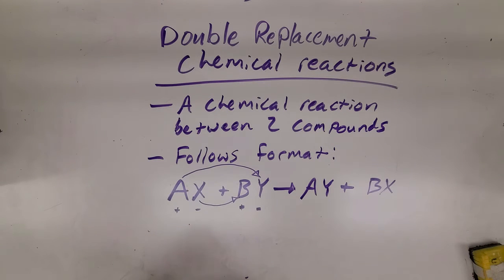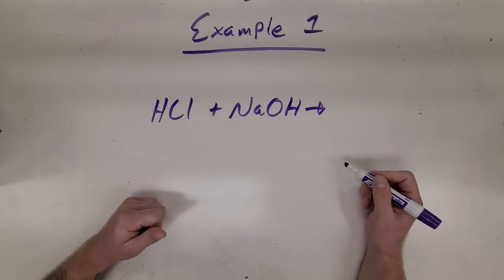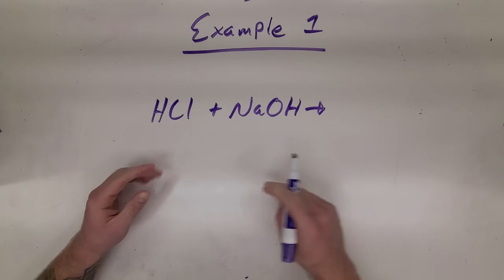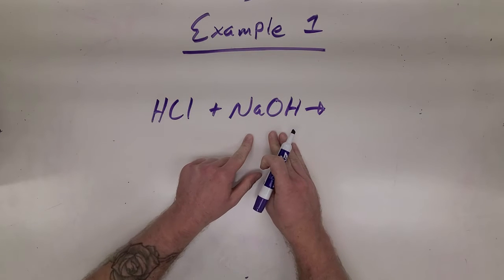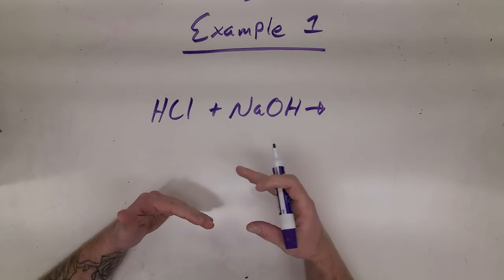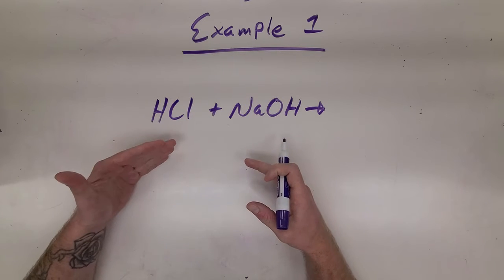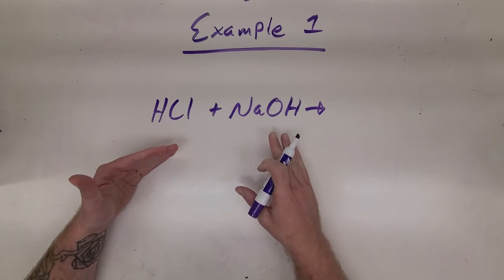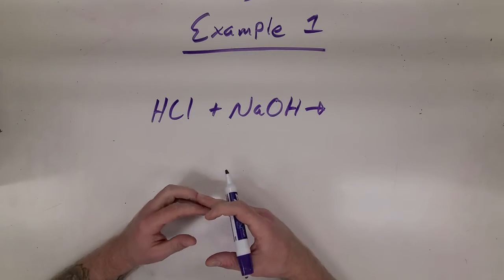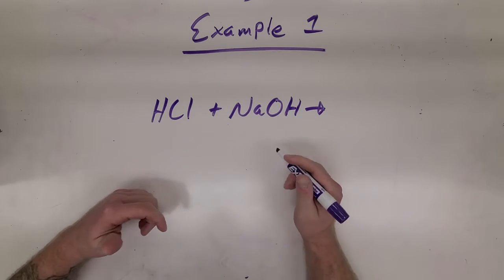Let's go ahead and take a look at a few examples of what that looks like. Okay, example 1, hydrochloric acid, that's HCl, plus sodium hydroxide, that's NaOH. This is a very common chemical reaction in titrations where you take an acid and you try and neutralize a really strong base like sodium hydroxide in order to do just kind of basic stoichiometry. But let's go ahead and use this as an example.